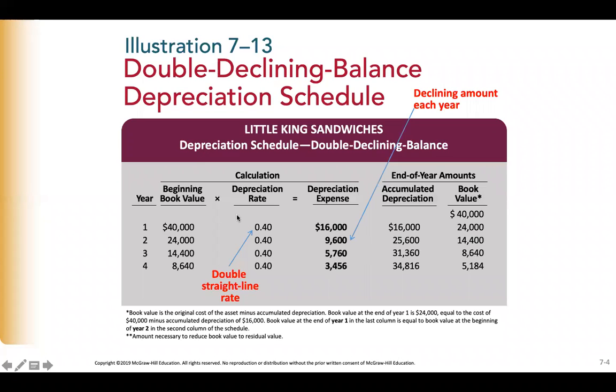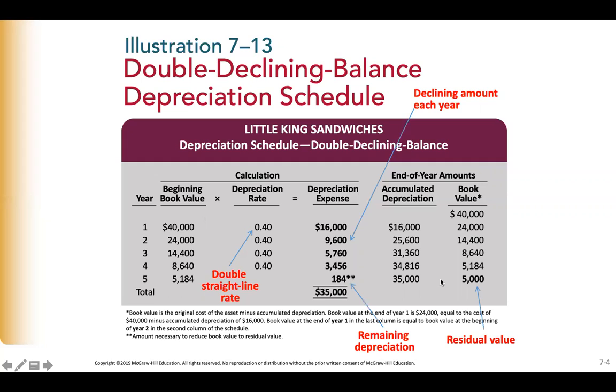If you notice, don't forget, we're taking the beginning book value and multiplying it times the depreciation rate to get depreciation expense. And as you see, depreciation expense is declining each year.